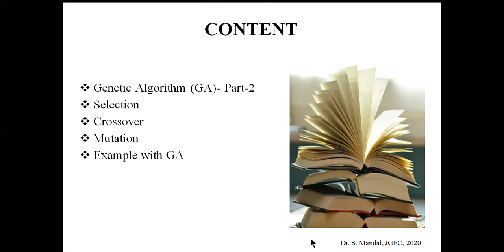So, in this class, we will discuss the three important operators of GA, which are required to understand with more clarity. We will discuss the detailed explanation of selection, crossover, and mutation, how they operate. And at the end, we'll give an example of an optimization problem that can be optimized using GA. It will be helpful for us to understand the GA with better clarity.